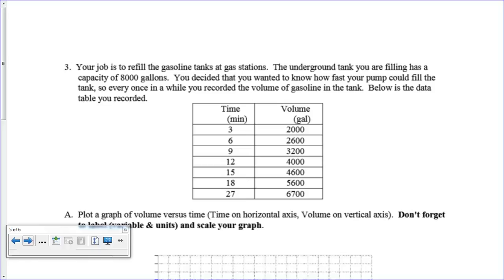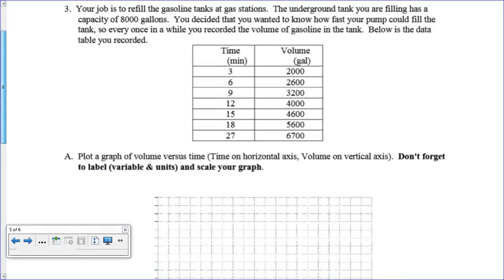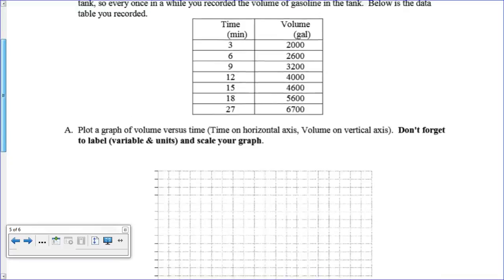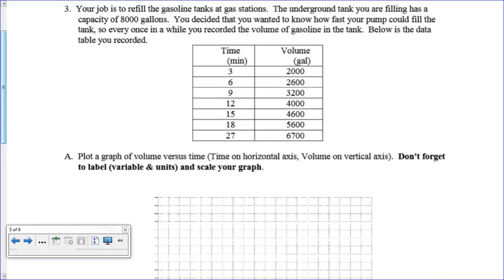All right, moving on to problem number 3 here. In this one, we have a person whose job it is to fill up gasoline tanks at a gas station. What this person is trying to do is make the process more efficient by figuring out how long it would take to fill a tank. We've got some data collected here, and we're going to graph that data. It says we should be putting time on the x-axis and volume on the y-axis. So that is what we'll be doing.